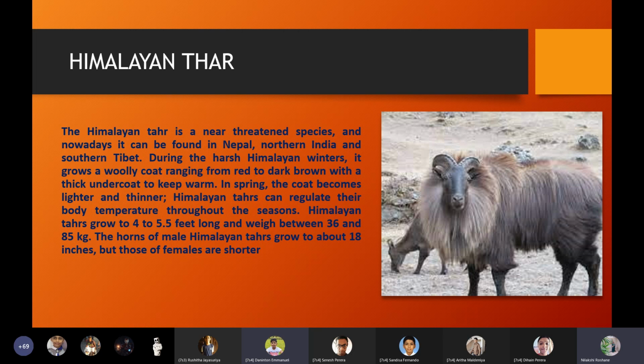During the harsh Himalayan winters, it grows a woolly coat ranging from red to dark brown, with a thick undercoat to keep warm. In spring, the coat becomes lighter and thinner. Himalayan thar can regulate their body temperature throughout the season. Himalayan thar grows to 4 to 5.5 feet long and weighs between 36 and 85 kg. The horns of male Himalayan thar grow to about 18 inches, but those of females are shorter.